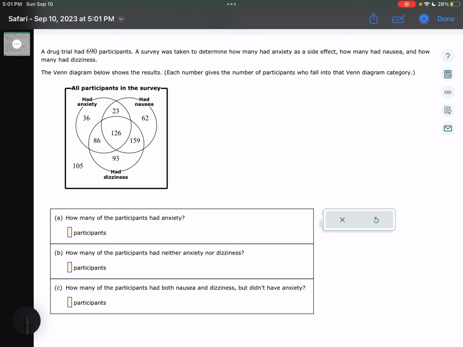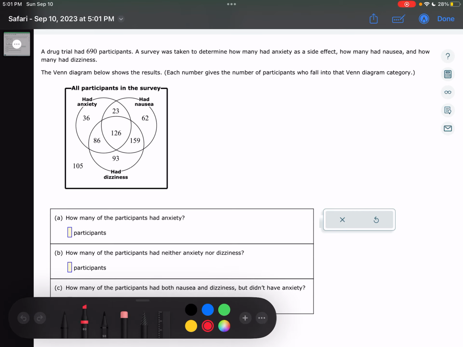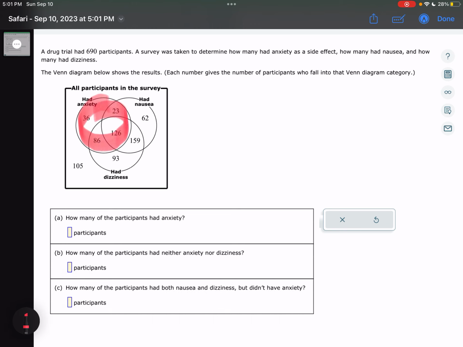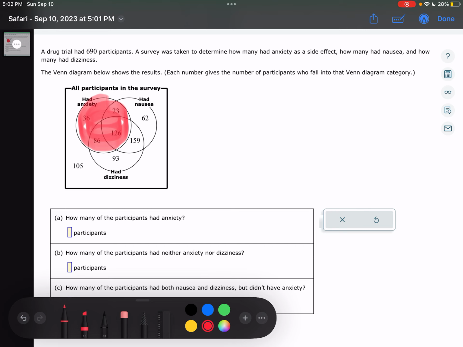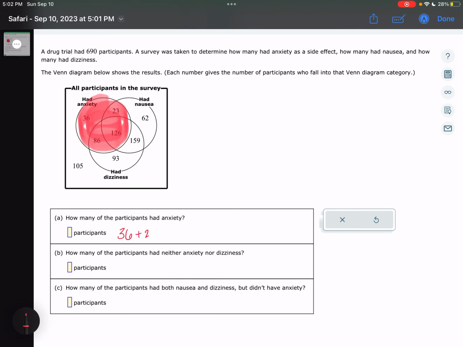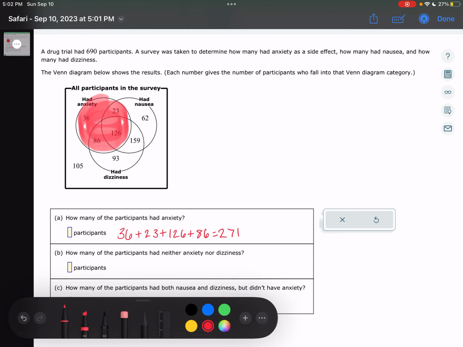So the first one is how many participants had anxiety. So I'm looking at this circle right here, and I'm going to add those numbers together. So I'm going to have 36 plus 23 plus 126 plus 86, because everybody in the circle had anxiety as one of their symptoms. So add those together and we get 271.